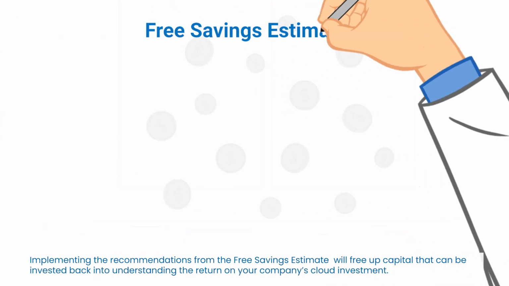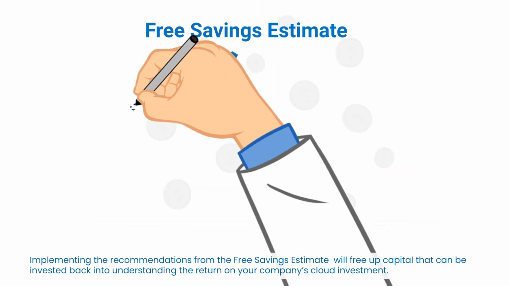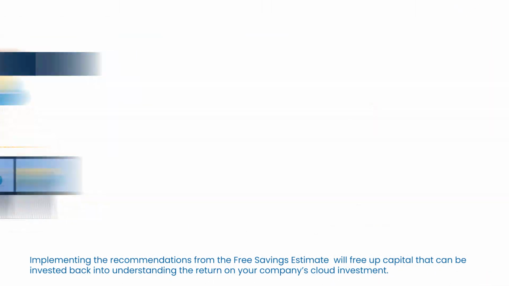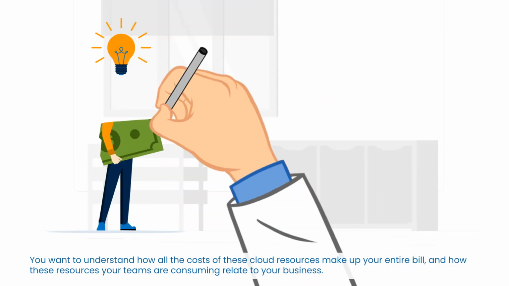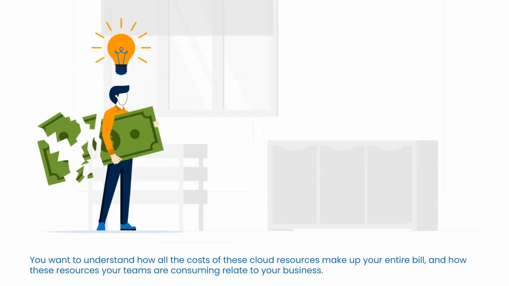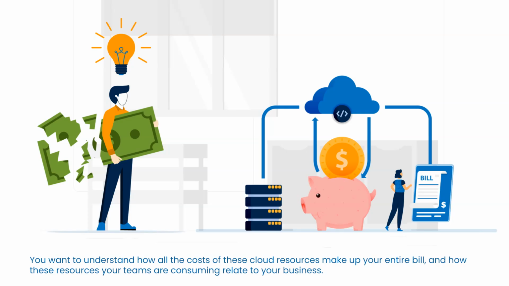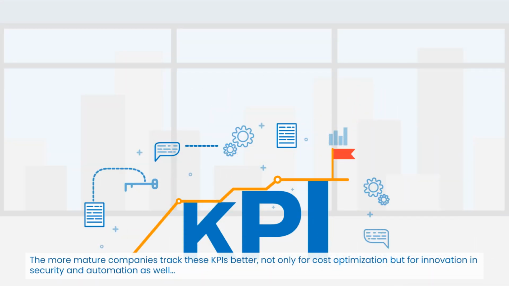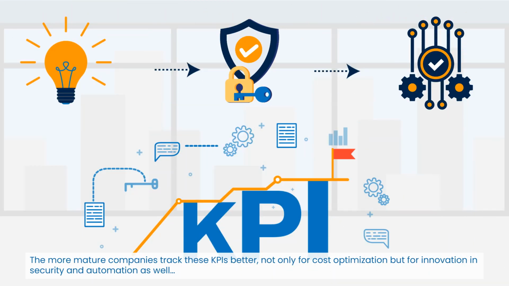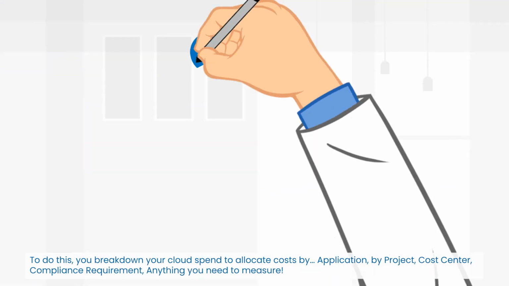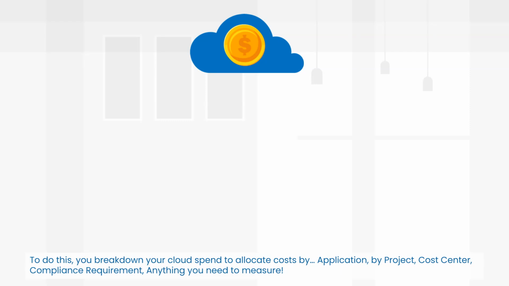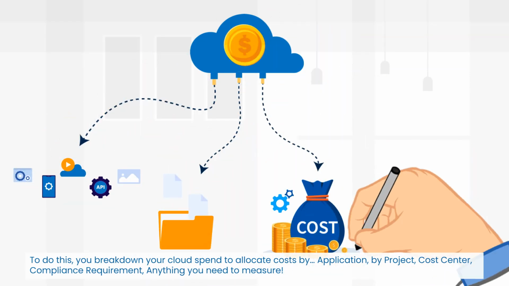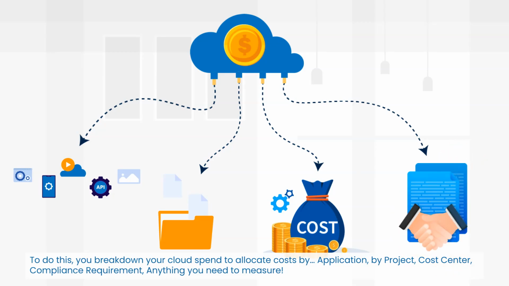Implementing the recommendations from the free savings estimate will free up capital that can be invested back into understanding the return on your company's cloud investment. You want to understand how all the costs of these cloud resources make up your entire bill, and how these resources your teams are consuming relate to your business. The more mature companies track these KPIs better, not only for cost optimization but for innovation in security and automation as well. To do this, you break down your cloud spend to allocate costs by application, by project, cost center, compliance requirement, anything you need to measure.